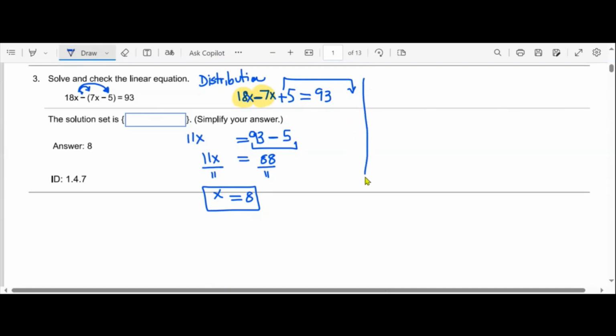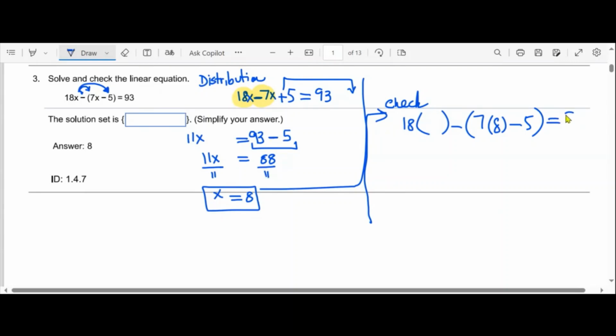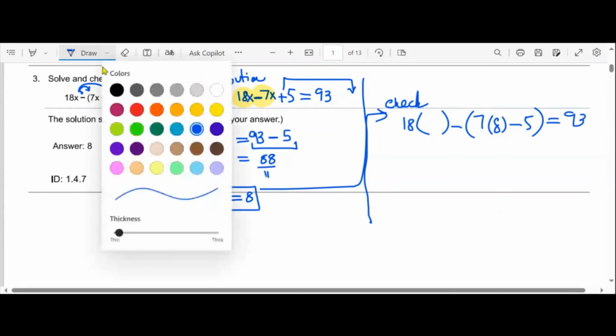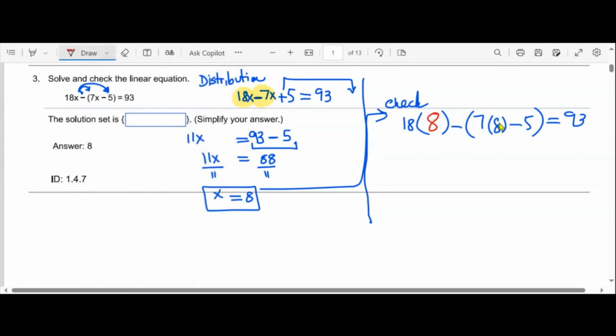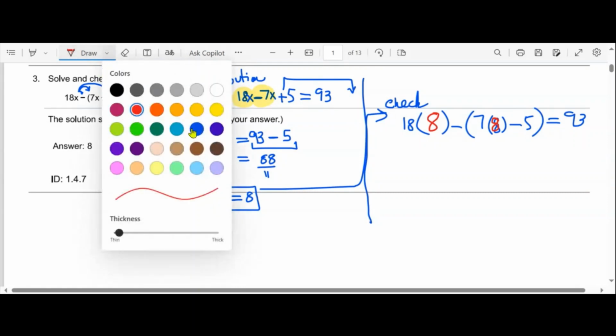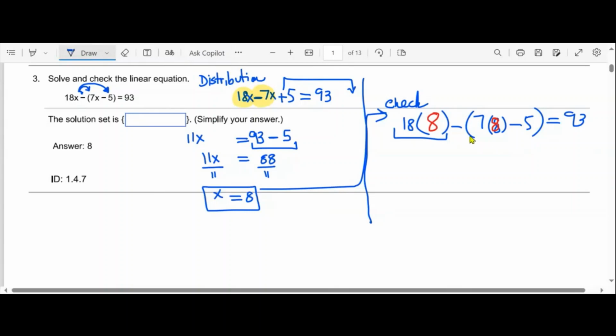And to check your answer, what should you do? You replace x by how much? 8. Very good. So we're going to put here 8 and here 8. Okay, so 18 times 8, by calculator, how much? That will give us 144. Good.